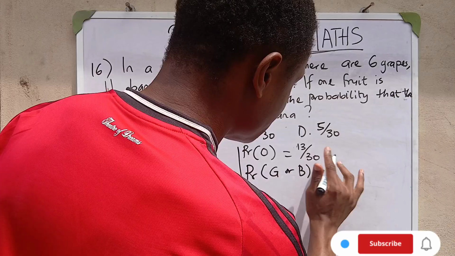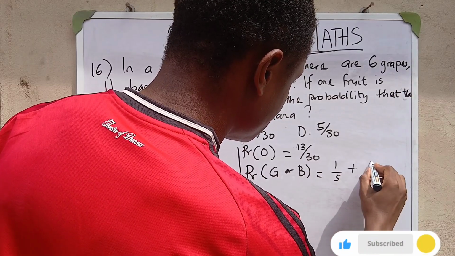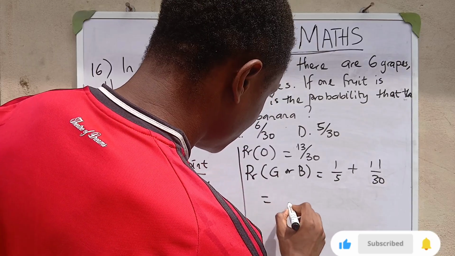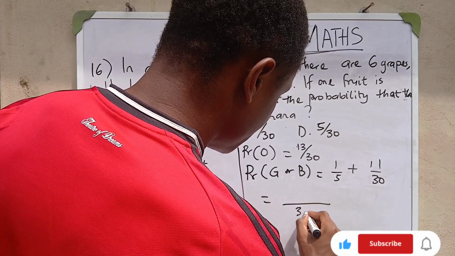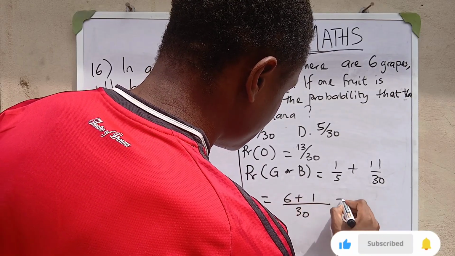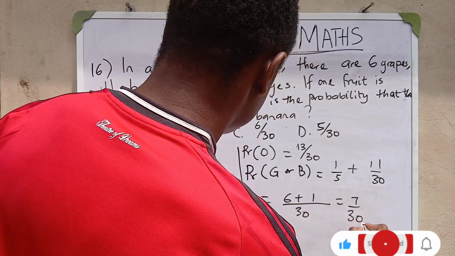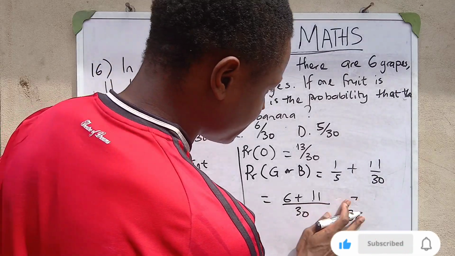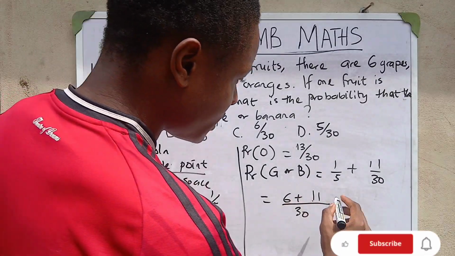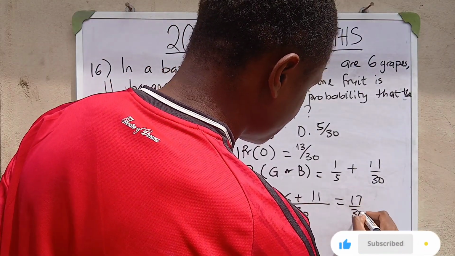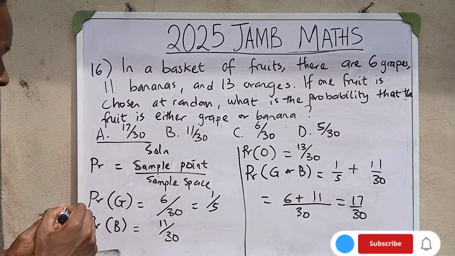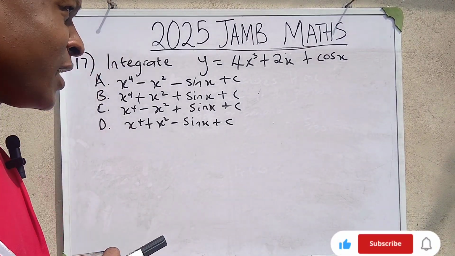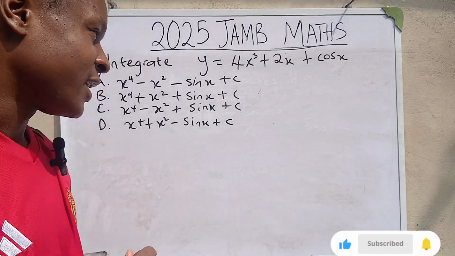So the probability of grape is 1 over 5 plus the probability of banana, which is 11 over 30. So the LCM is 30. So we have 6 plus 11, which is 17 over 30. So that is option A. So that's our answer. So question 17 says integrate y equals 4x cubed plus 2x plus cos x.